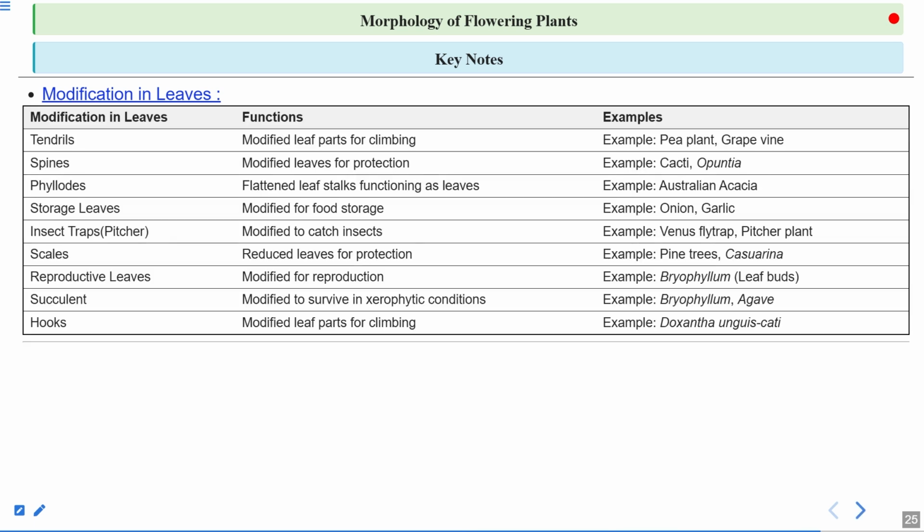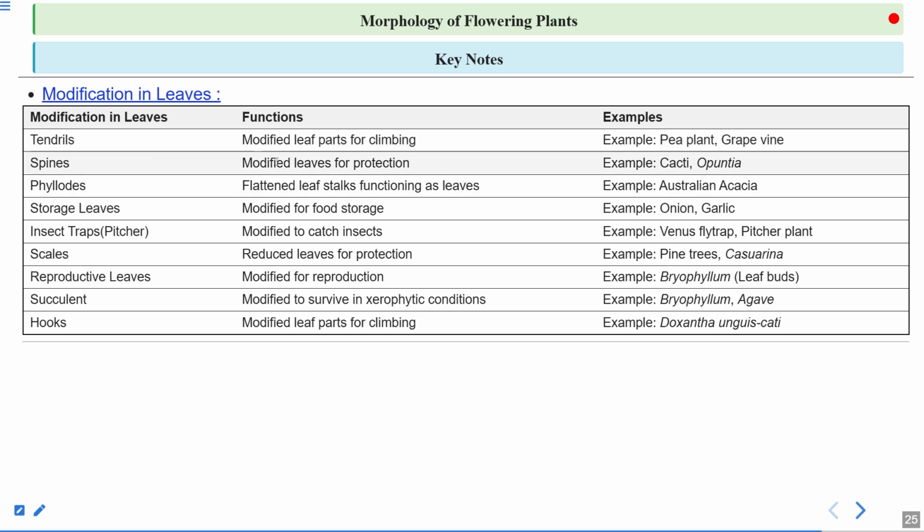So, modification in leaves. This table is very important for you. Here the modifications of leaves are shown to you. Leaves can be modified into various structures. Leaf can be modified into tendrils. Tendrils are modified leaves which help in the climbing of the plant, and these are present in pea plant and grapevine.